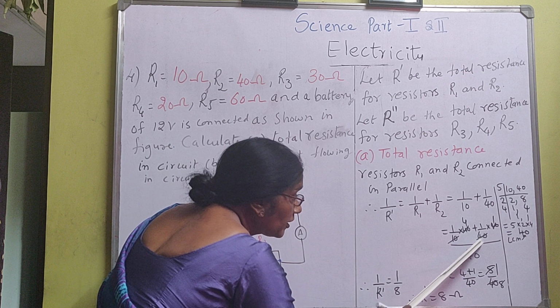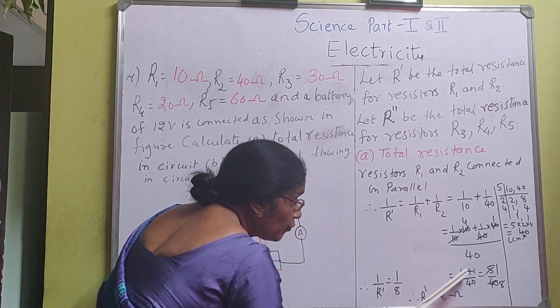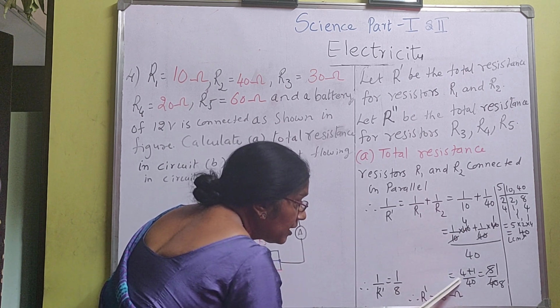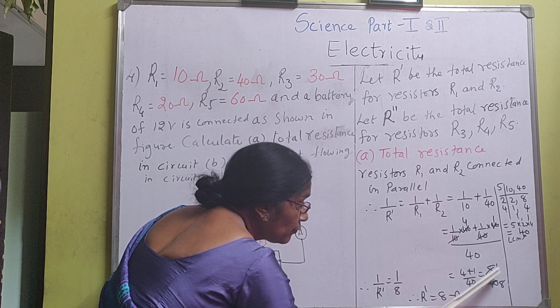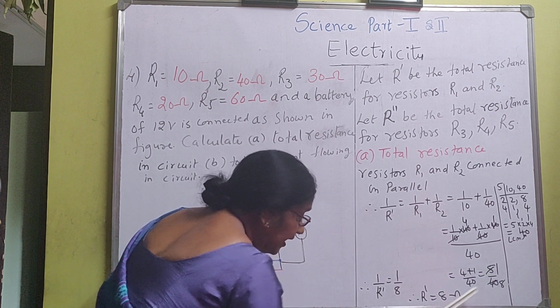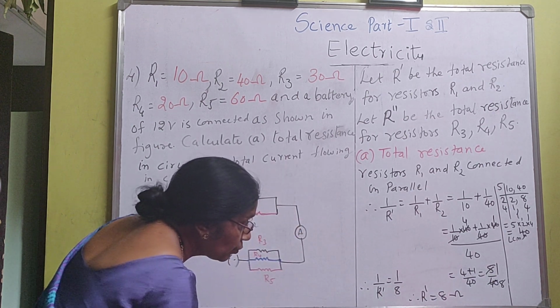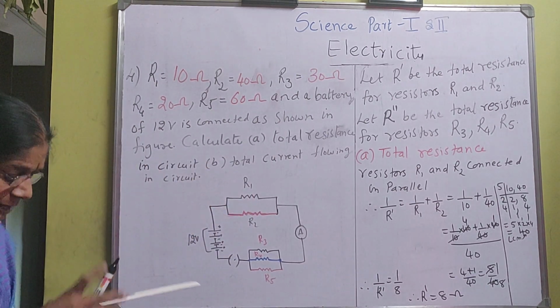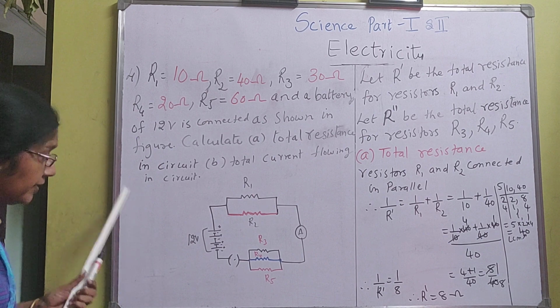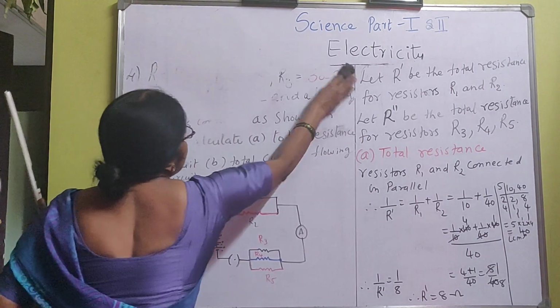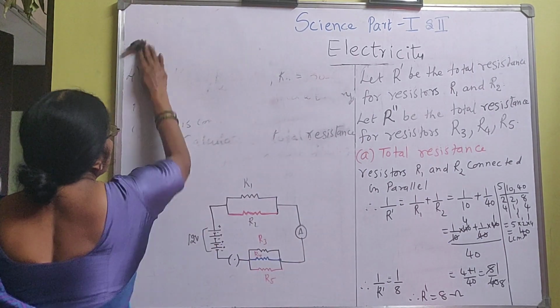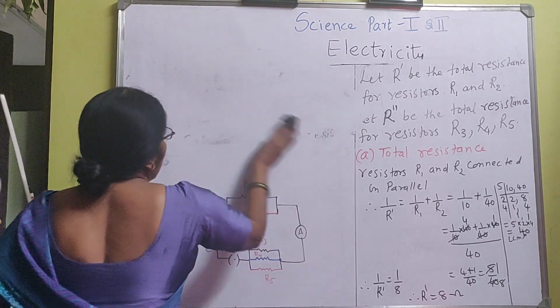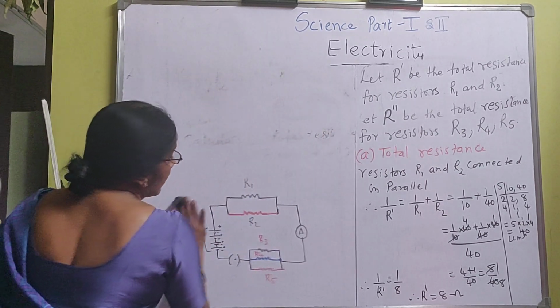10 fours are 40, 10 ones are 10. 1 into 4 is 4, 1 into 1 is 1. 4 plus 1 by 40 is equal to 5 by 40, 1 by 8. So 1 by R dash is equal to 1 by 8, then R dash is equal to 8 ohms. Similarly, let us calculate the total resistance for the R3, R4 and R5.